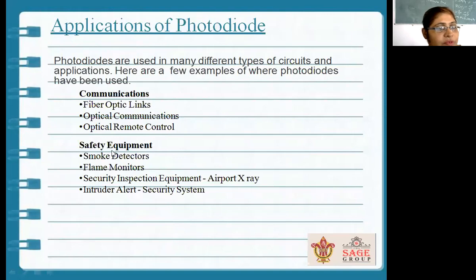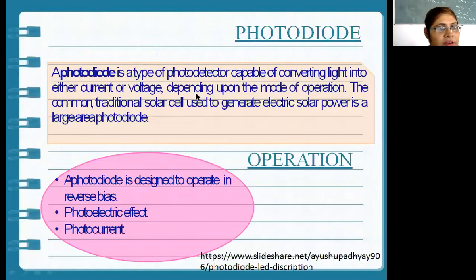It is also used in different equipment like smoke monitors, smoke detectors, flame monitors. It is used for security inspection equipment, intruder alerts, and different applications are available. Wherever you want to do the conversion of light energy into electrical, this photodiode is useful. The most common type of photodiode is the solar cell, which is used to generate electric solar power. This is an example of a photodiode.